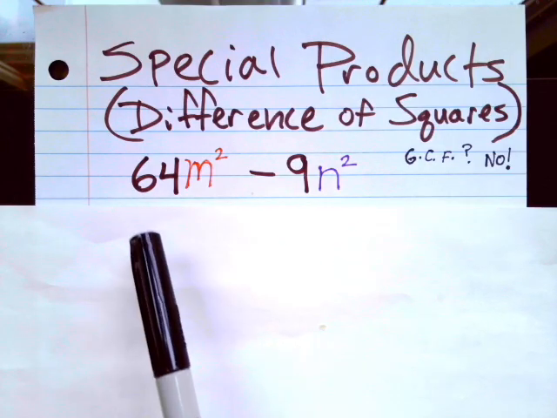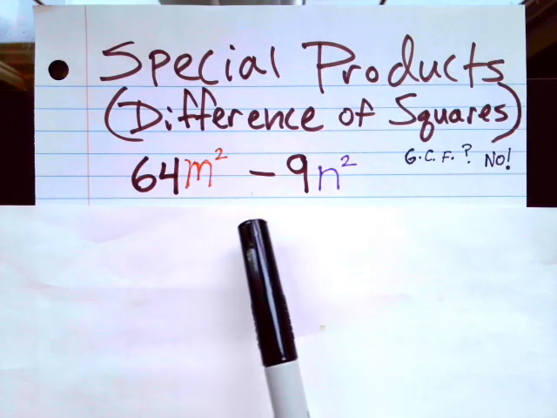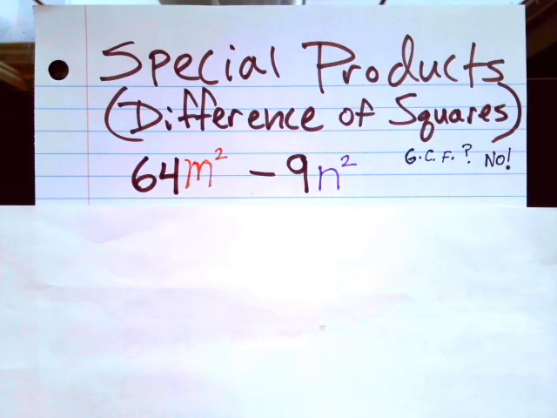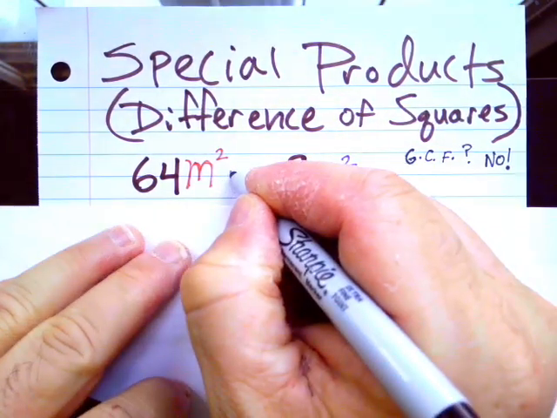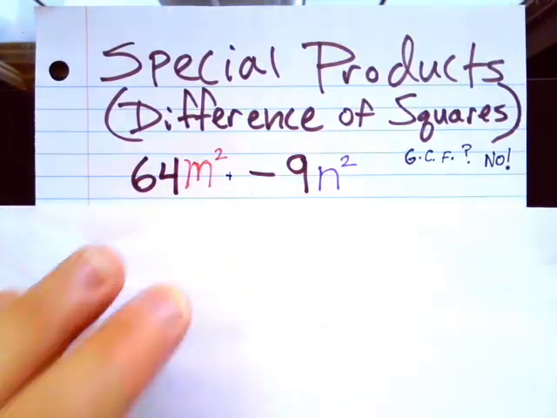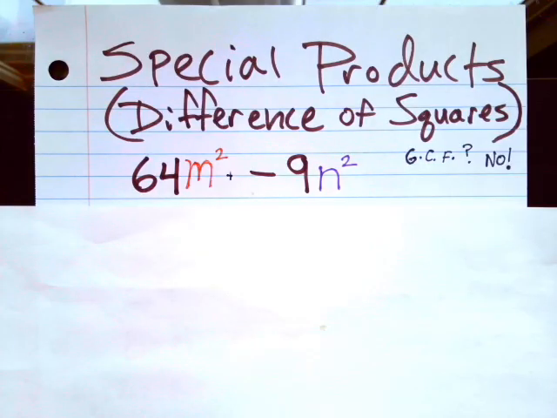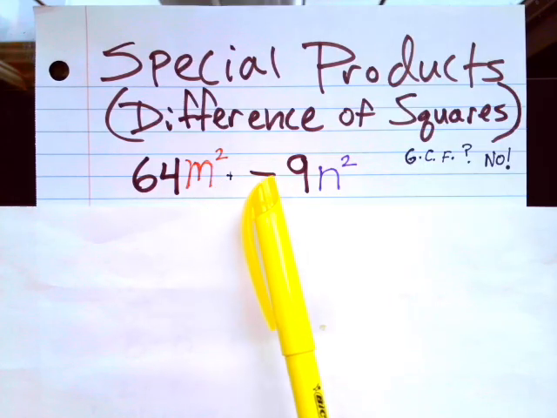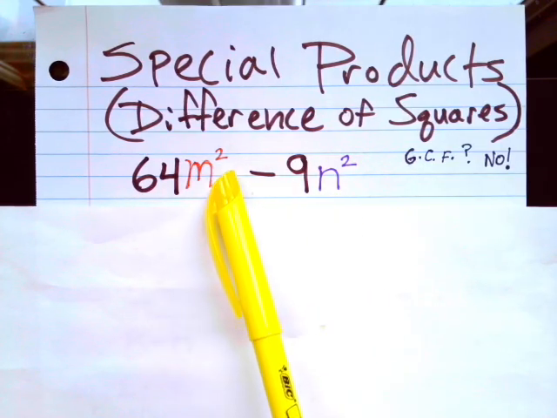So here's a problem you see here, 64 times m squared plus a negative 9 times n squared. And I just want to show you that by adding a plus sign here, it's not going to change a thing. It's only going to clarify what the two terms are. Most likely you'll see the problem like this, 64m squared negative 9n squared. But this is plus a negative 9n squared. And it's okay to put that plus sign there. It's not going to change a thing. It's only going to clarify. Okay, I want to point that out.